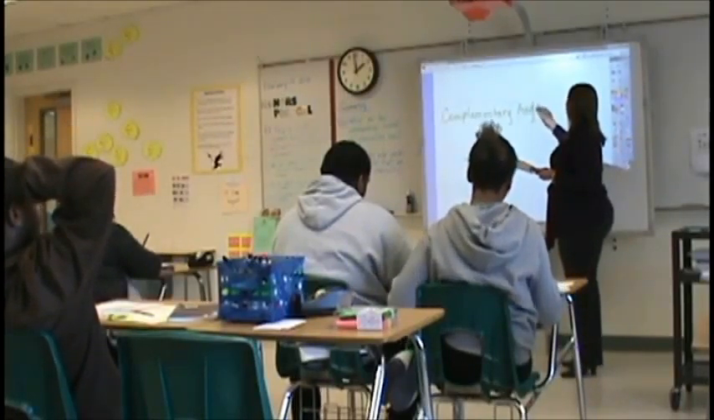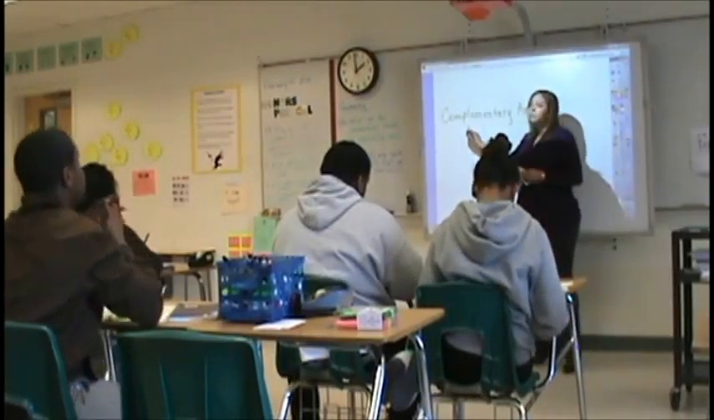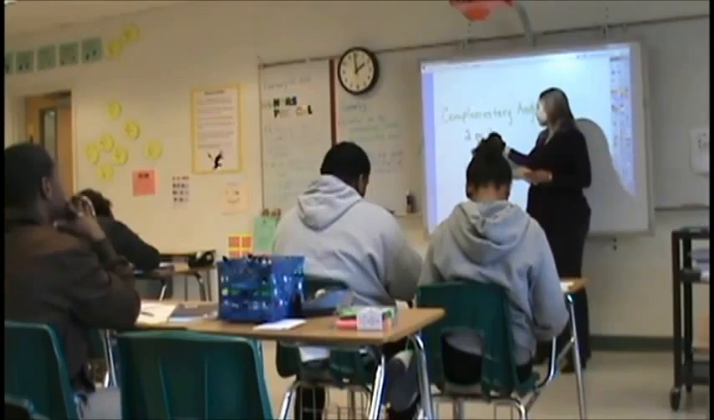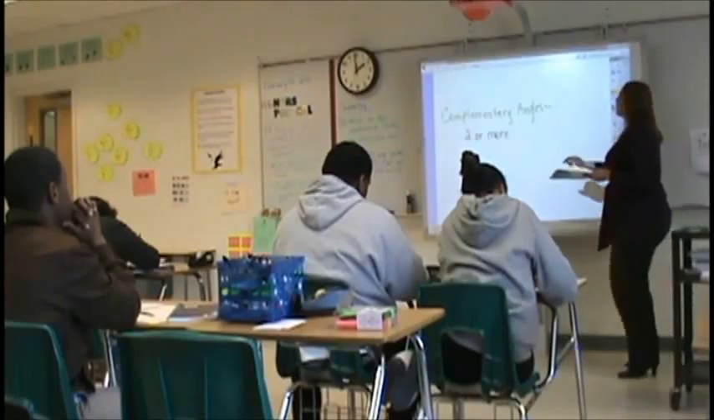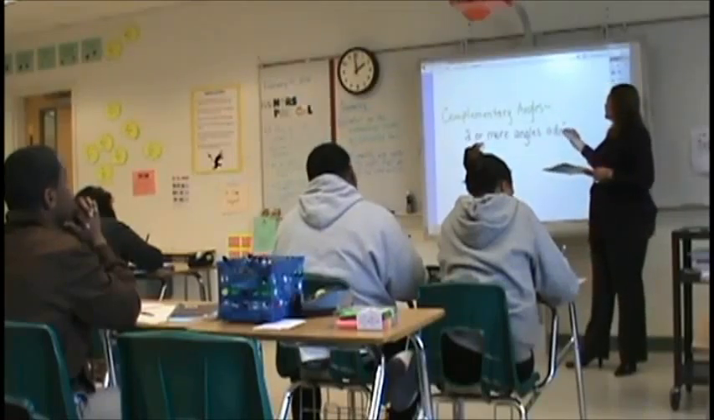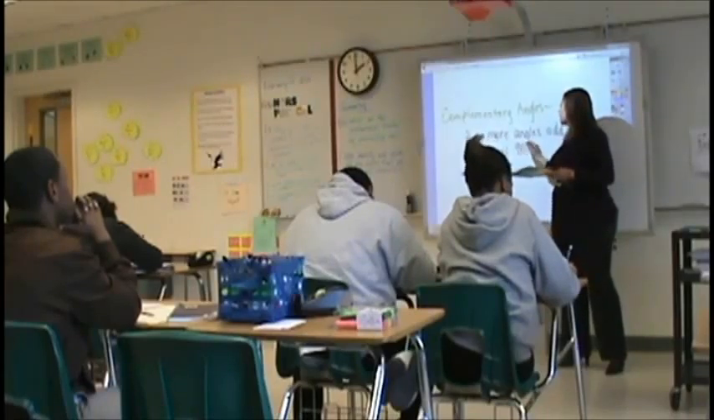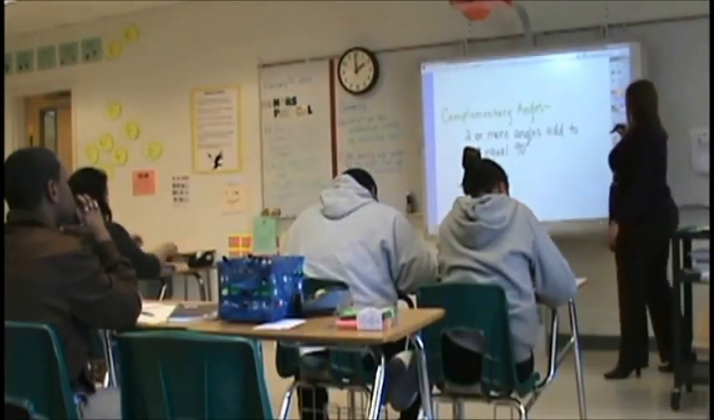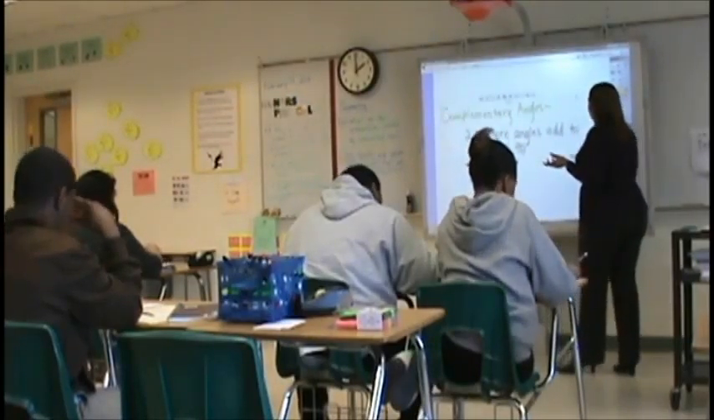Definition. You bisect an angle and it equals up to 90 degrees. Okay. So I'm going to say it's when two or more angles add to equal 90 degrees. So we know if something is 90 degrees, then what's another word for it? Right angle. It's a right angle.